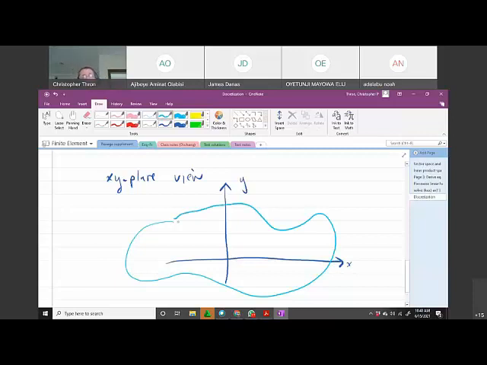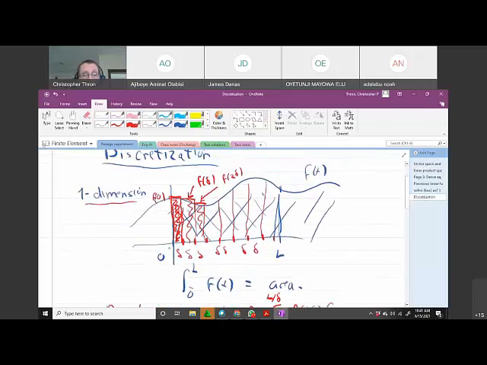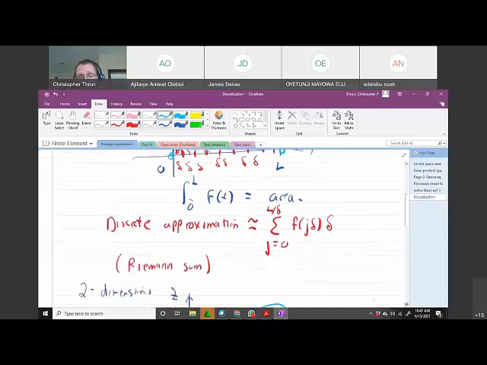So I want to break this up into smaller areas. If you remember when I did it in one dimension, I broke the interval up into small intervals. So I have this interval from 0 up to L, and I broke this into small intervals. Now I don't have an interval, I have a region. So in 2 dimensions, it's much more complex.